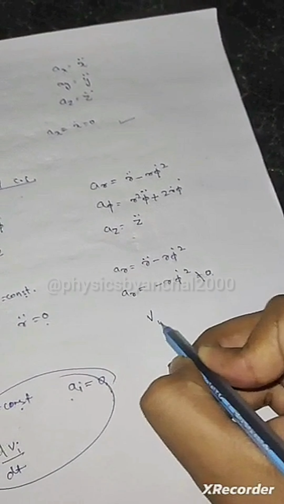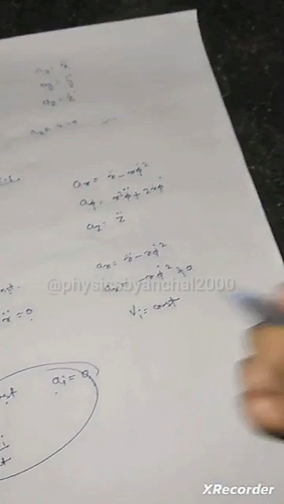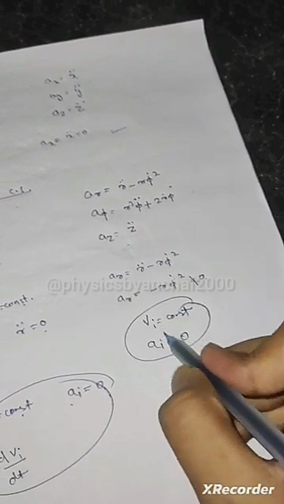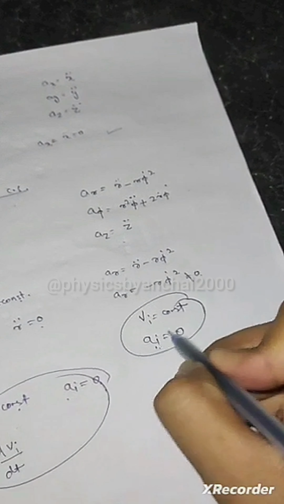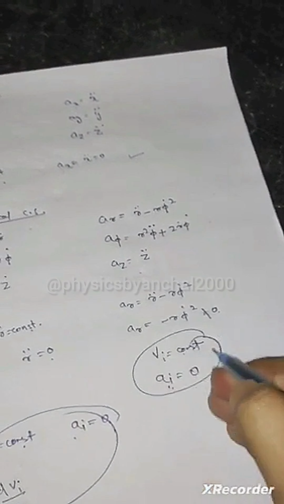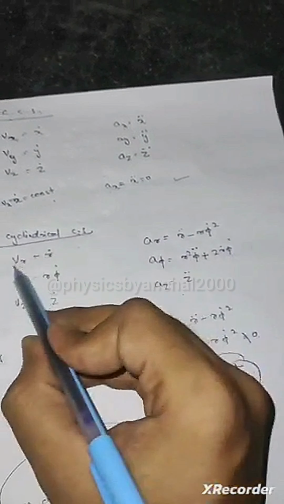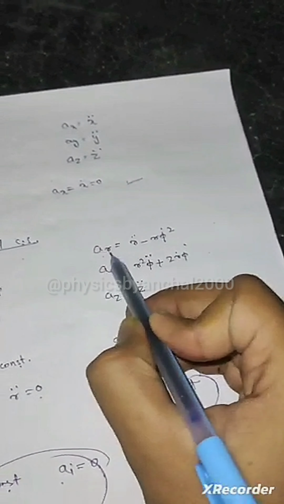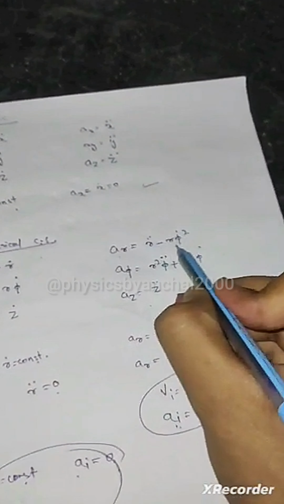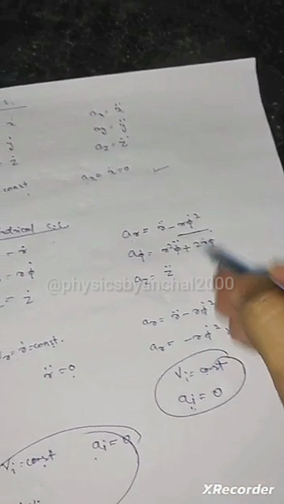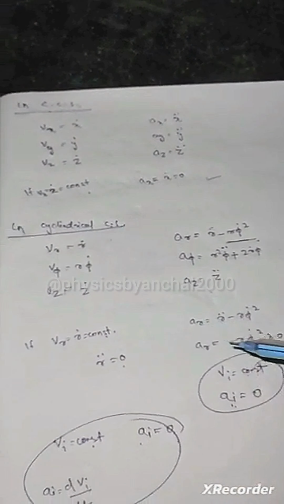So in general, if v_i is equal to constant, it is not always true that a_i is equal to 0, because a_i is not simply the time derivative of v_i. It can contain extra terms, as we see in the cylindrical coordinate system. In the cylindrical coordinate system, v_r is equal to r dot, and a_r is not simply r double dot. It's not just the second derivative of r, but it also contains some extra term. That extra term does not allow it to become 0. I think you understand it well.